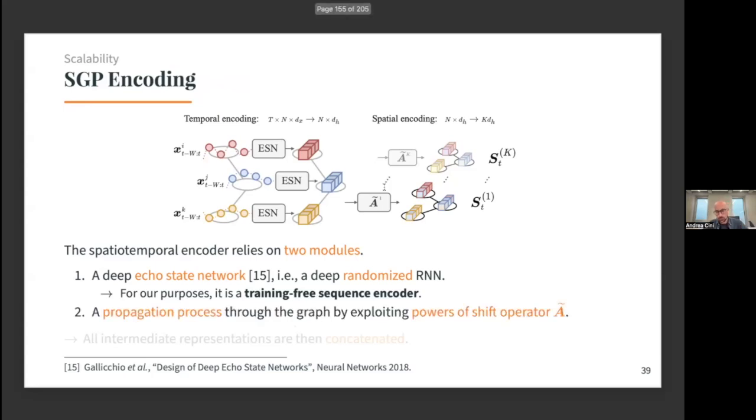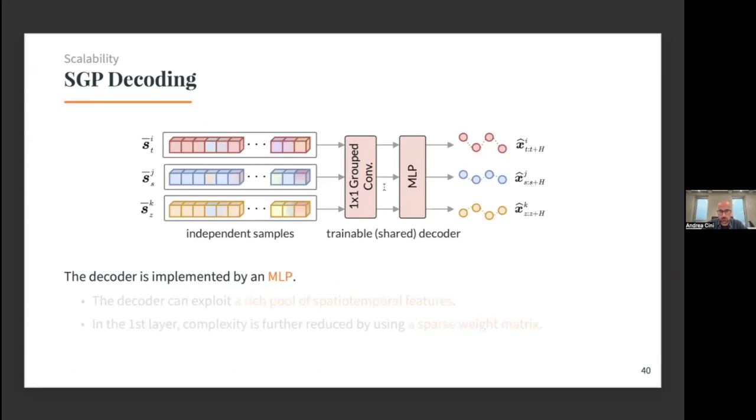And then these representations are propagated through the graph by exploiting powers of a graph shift operator, which can be, for instance, a normalized graph adjacency matrix. All the intermediate representations throughout this processing can then be concatenated to build a final encoding. A final encoding that can then be mapped to predictions by the decoder, which can be implemented, for instance, by a standard MLP that can exploit the rich pool of features extracted by the encoder. Again, this can be trained by sampling these representations as if they were IID, because all of the dependencies have already been accounted for in the encoding step.